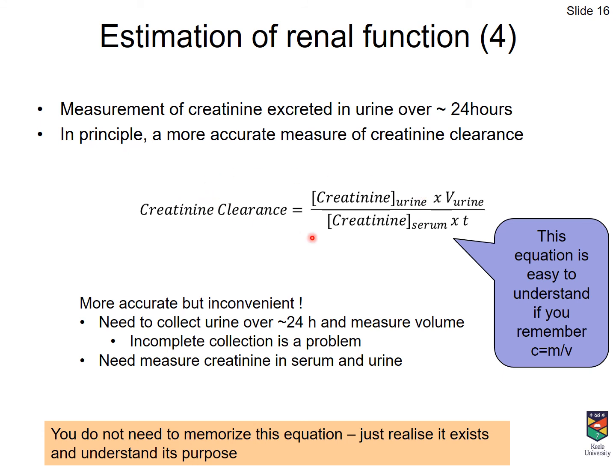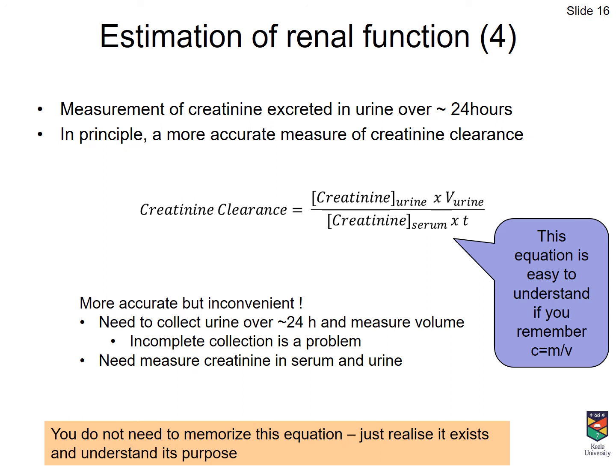I would encourage you to go and work out where this equation's come from. It's really just concentration equals mass divided by volume with a time component in there. You should derive this equation for yourself. So that allows you a more accurate way to determine creatinine clearance by direct measurement of creatinine in urine and serum. But of course it's got its complications.